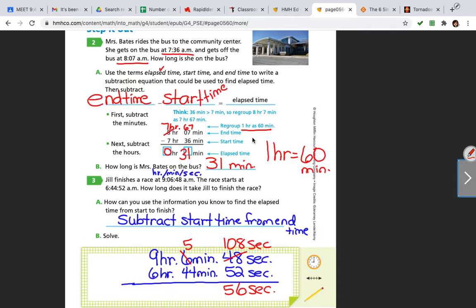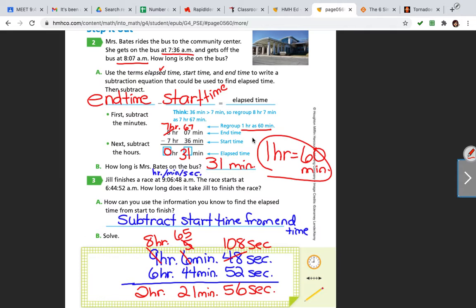All right, now we have 5 minutes. Can we take away 44 minutes? Absolutely not. So let's borrow 1 hour. So that 9 hours becomes 8 hours. We're going to borrow 1 hour. Remember, 1 hour equals 60 minutes. So 60 minutes plus the 5 minutes, so this will be 65 minutes. So now we're going to subtract 44 from 65. So 5 take away 4 is 1, and 6 take away 4 is 2. That's 21 minutes. And then let's look at our hours. So we have 8 hours, take away 6 hours, we have 2 hours.